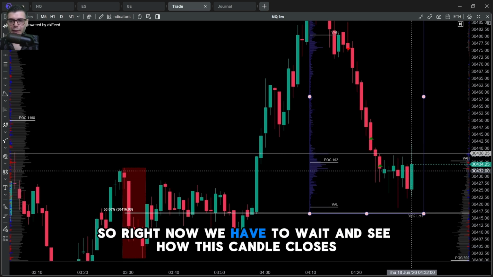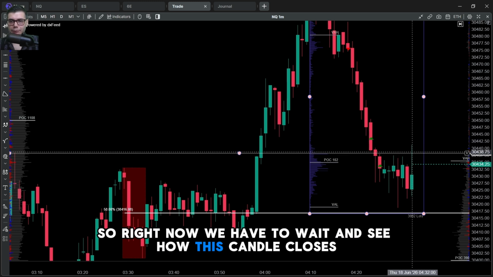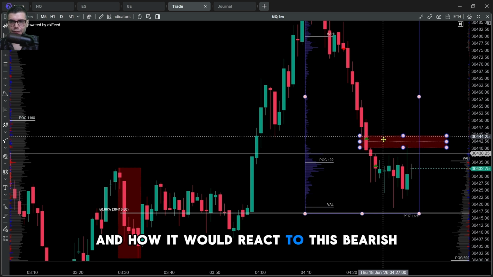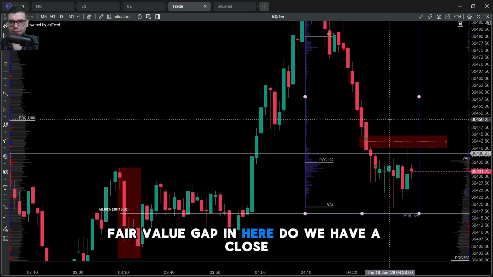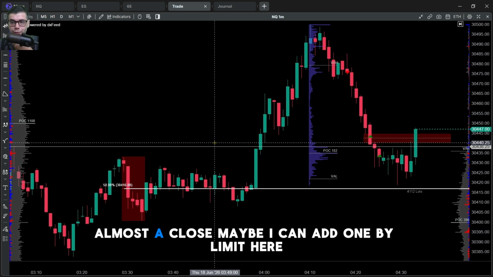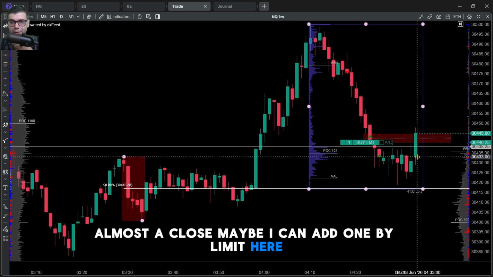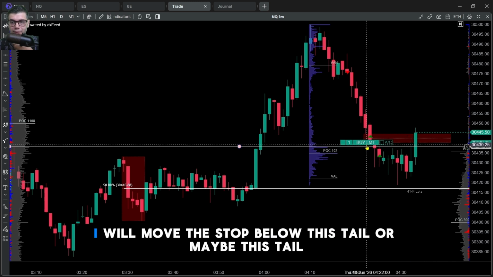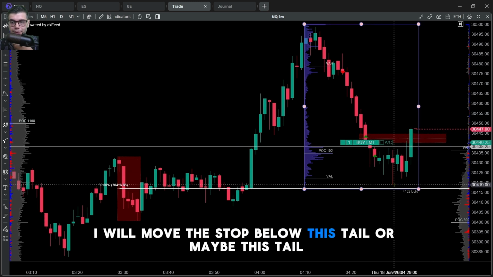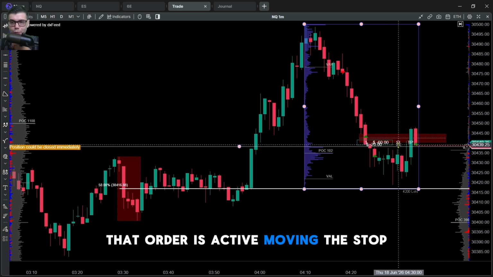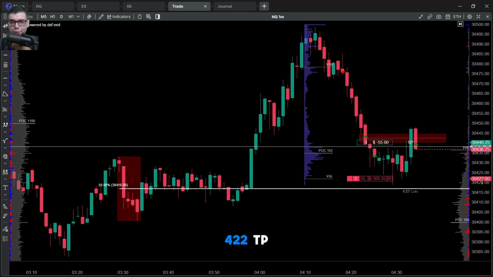So right now we have to wait and see how this candle closes and how it would react to this bearish fair value gap in here. So we have a close, almost a close. Maybe I can add one buy limit here. Once that one is active, I will move the stop below this tail or maybe this tail. That order is active, moving the stop to 422.